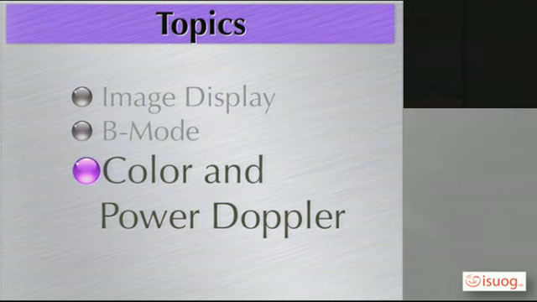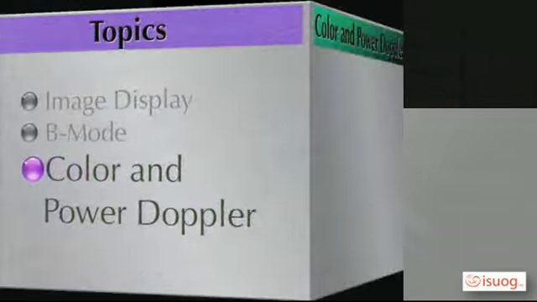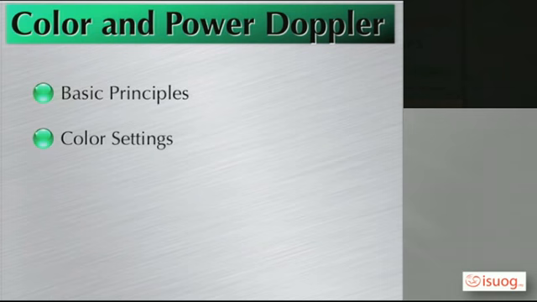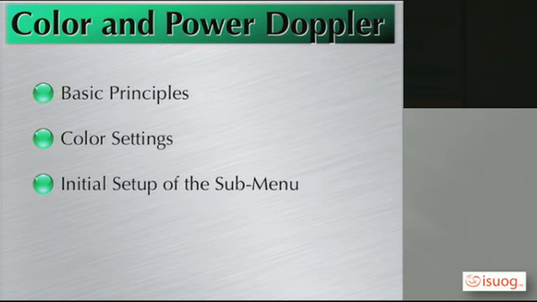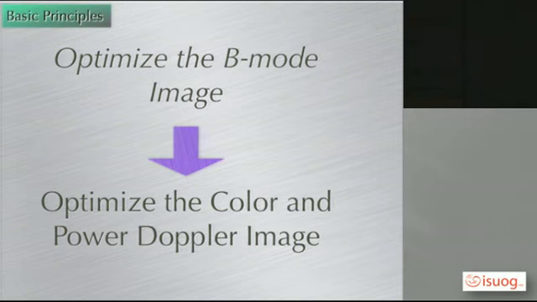Let's now discuss how to optimize the display of color and power Doppler ultrasound images. This section will cover the following: basic principles, color settings, initial setup of the submenu, and pearls. The examiner should first optimize the B-mode image, as described in previous slides, and then optimize the color and power Doppler images.